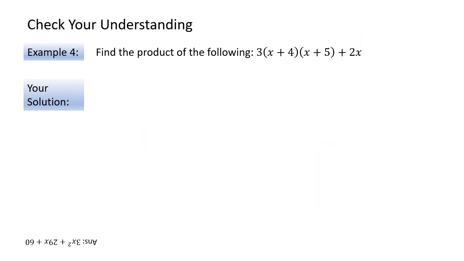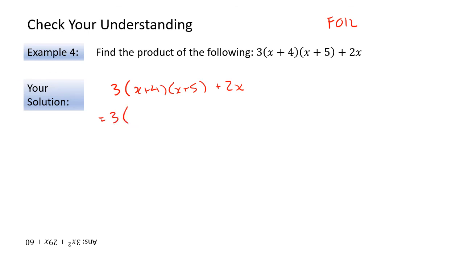Right? Okay, so let's look at our second example. Find the product of the following: 3 times x plus 4 times x plus 5, plus 2x. So we're going to find the product, and then we're going to simplify all the like terms. Again, in the previous example, I showed you using both ways. In this case, I'll show you, again, starting from first principles using FOIL. So if we have 3 times x plus 4 times x plus 5, plus 2x, I'm going to multiply out these two terms in brackets.